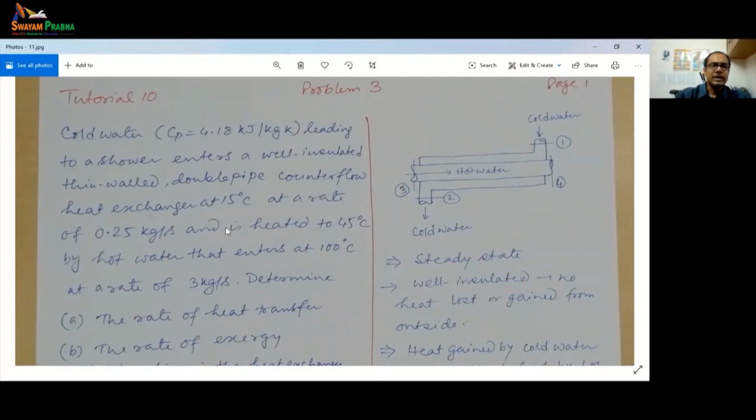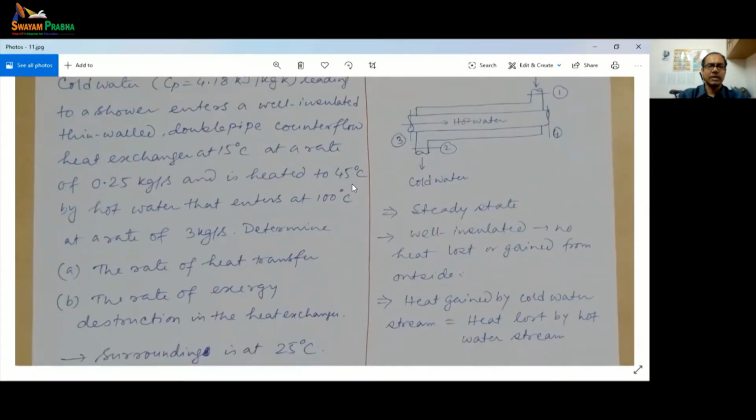Okay, now this counterflow heat exchanger: cold water enters at 15 degrees centigrade at a rate of 0.25 kilogram per second. Okay, and it is heated to 45 degrees centigrade when it is going out. And the hot water is entering at 100 degrees centigrade at a rate of 3 kilogram per second.